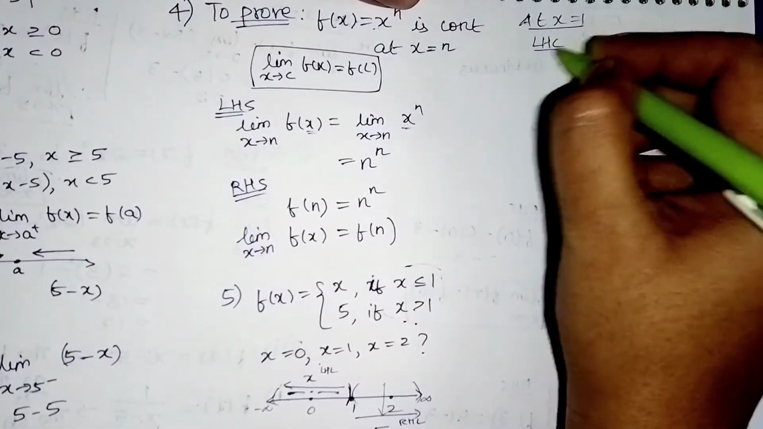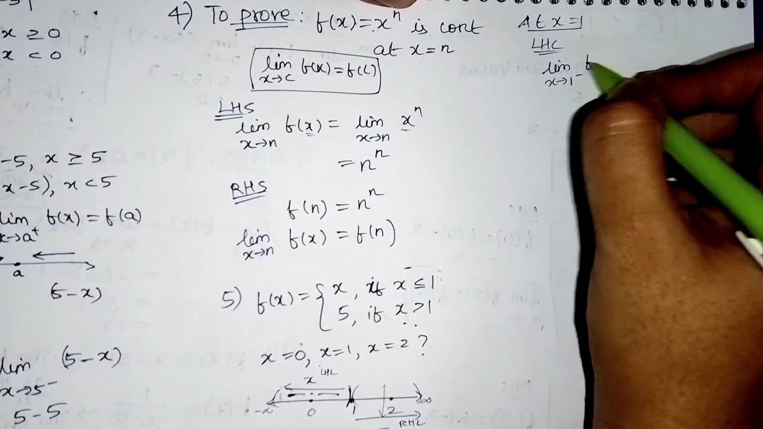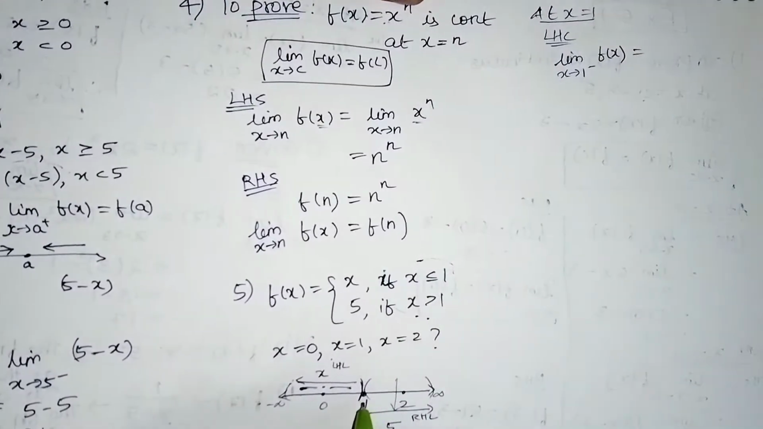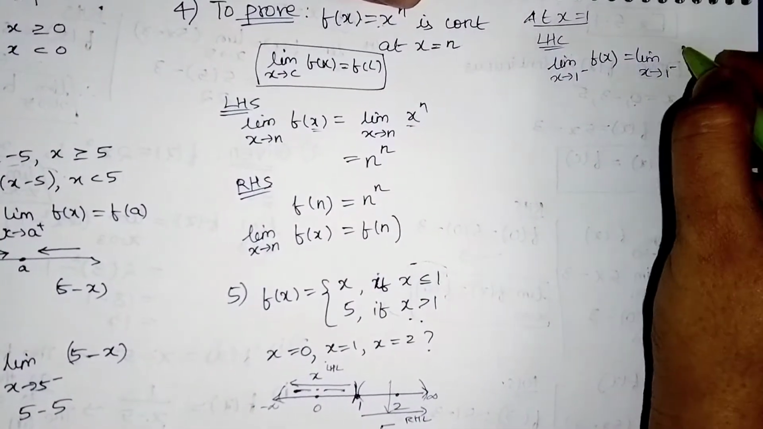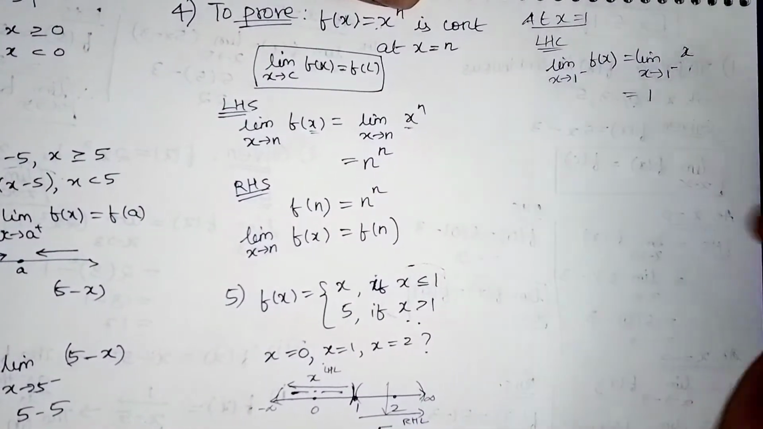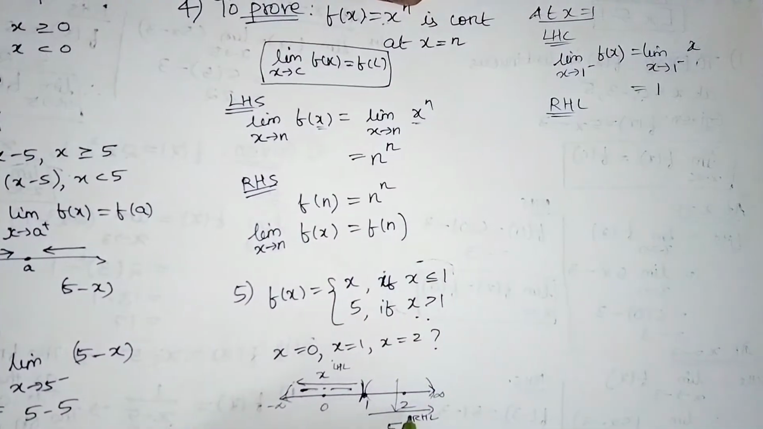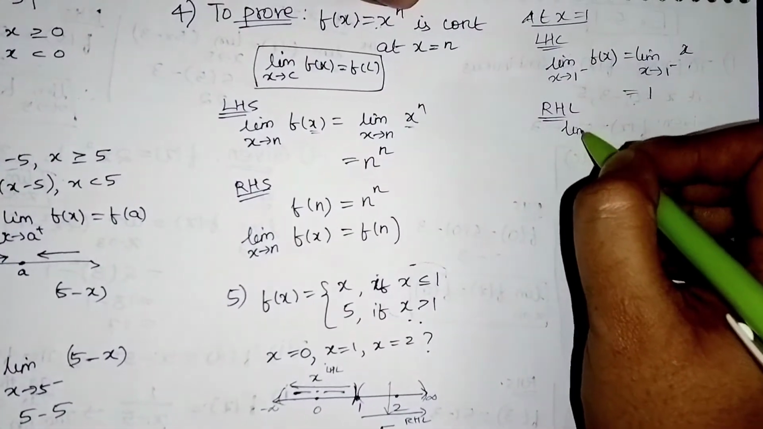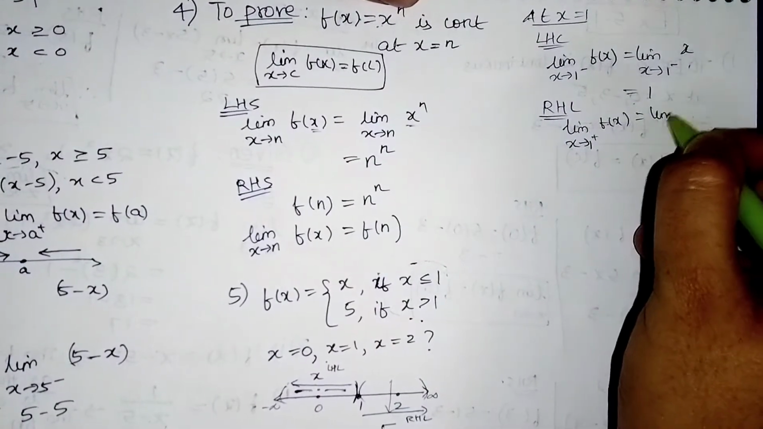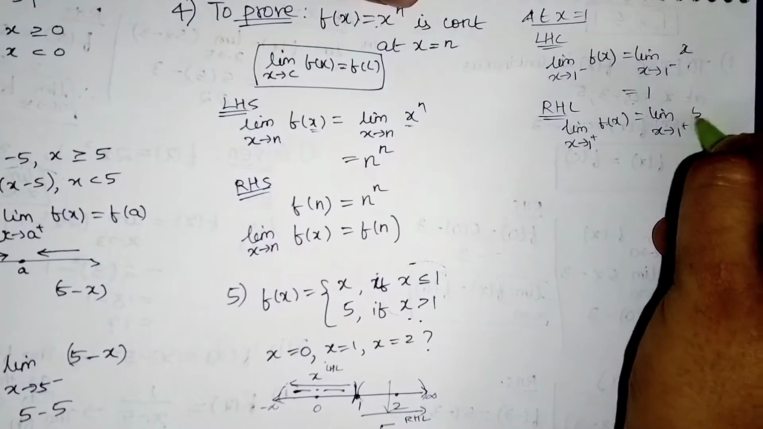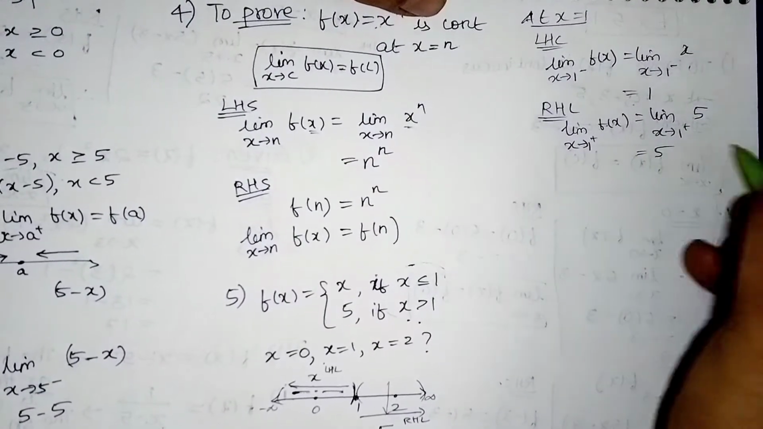The left hand limit, that is limit x tends to 1 power minus f of x. Here, for 1 left hand limit is x. So, limit x tends to 1 power minus x. Substitute the value, it is 1. Right hand limit, for 1 right hand limit is 5. It is like a constant function. So, limit x tends to 1 power plus f of x equal to limit x tends to 1 power plus 5. Here we don't have any variable to substitute. So, the answer will be the same, 5.